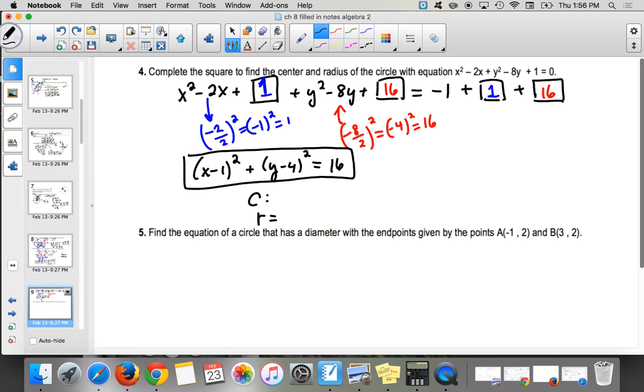Okay, so what's the center? 1, 4. What's the radius? 4. Yep, you got it. So 1, 4, and 4.